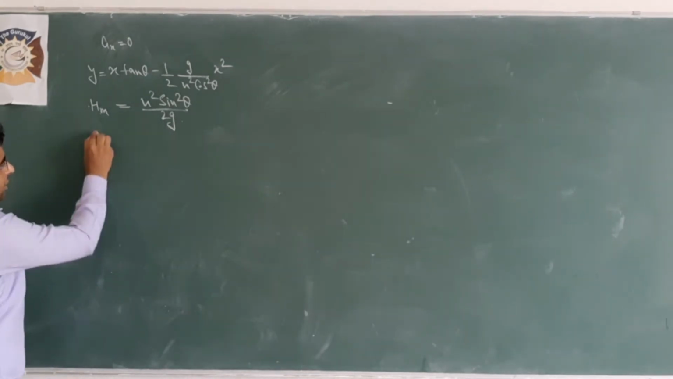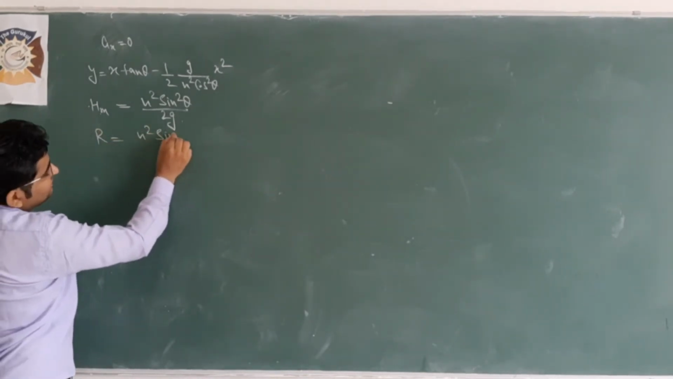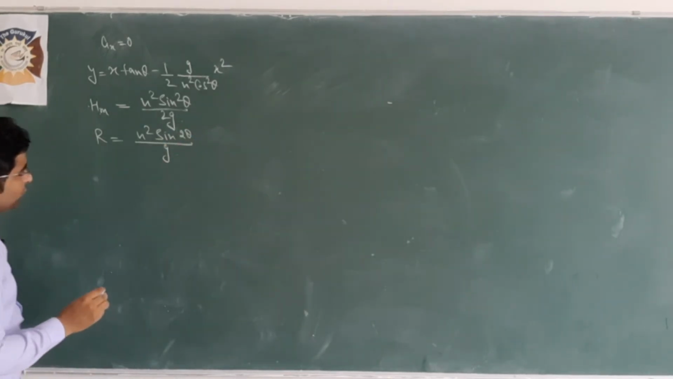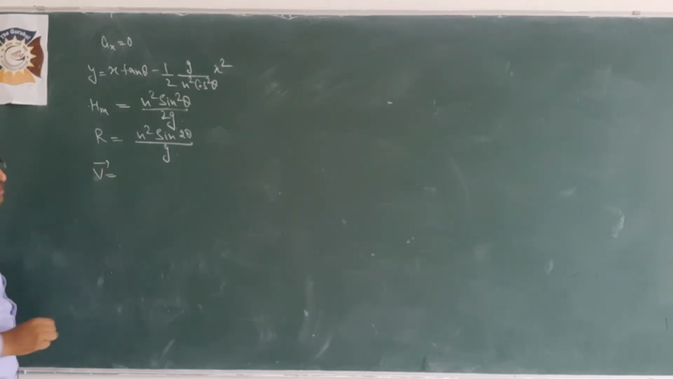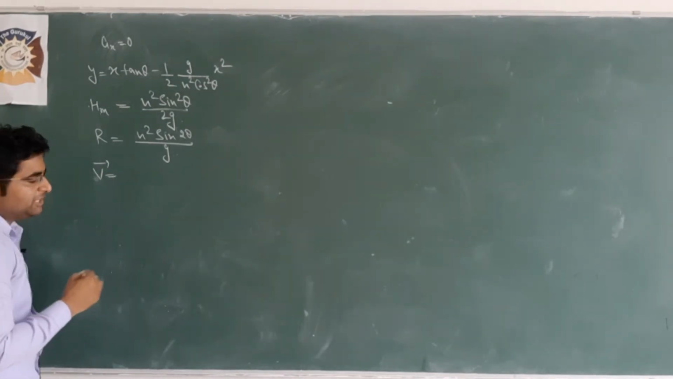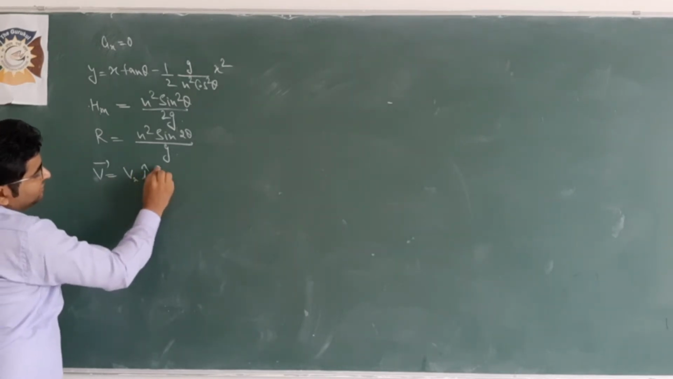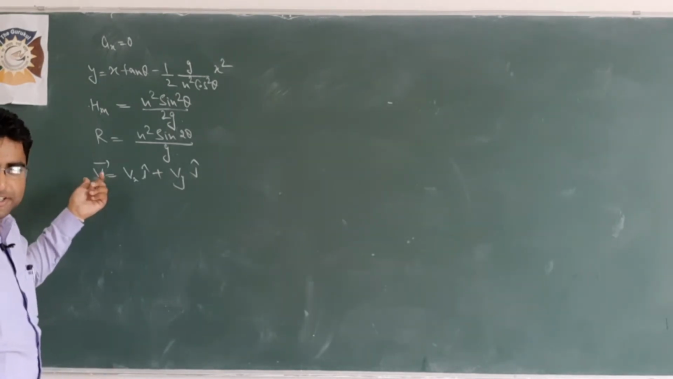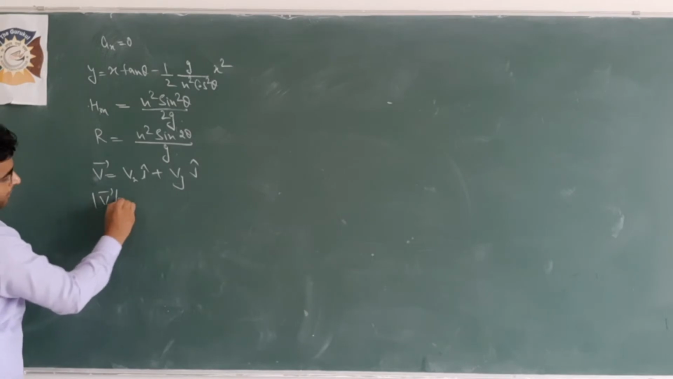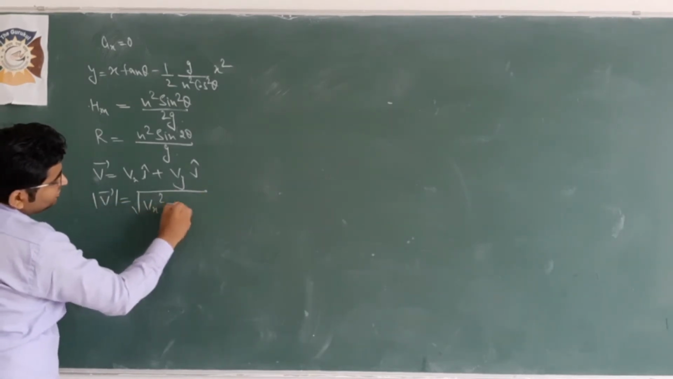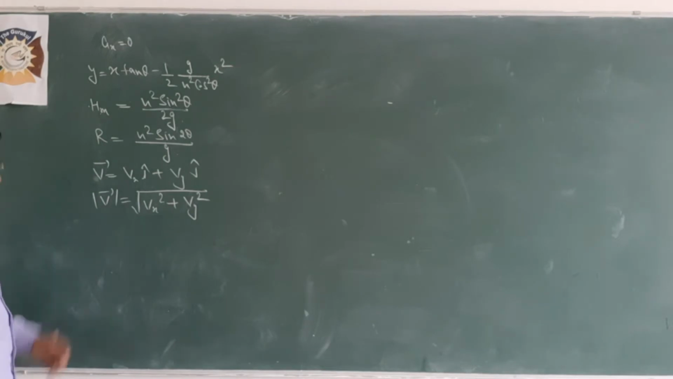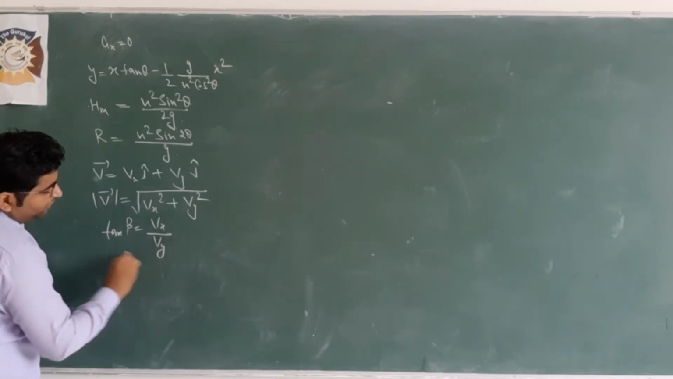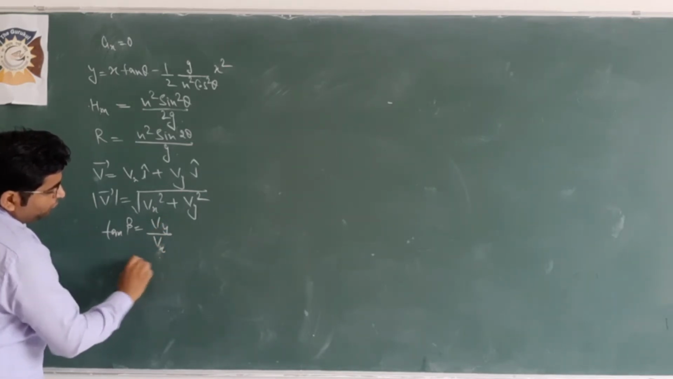And beta, after that range, u square sin 2 theta upon g. And after that we have calculated the expression for velocity v. It is the resultant velocity at any point at time t, so vx i cap plus vy j cap. If you want to calculate the magnitude of the resultant velocity, it is equal to under root vx square plus vy square. And at last, tan beta is equal to vy upon vx.